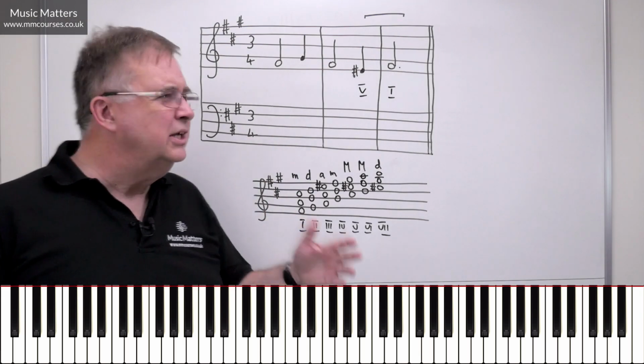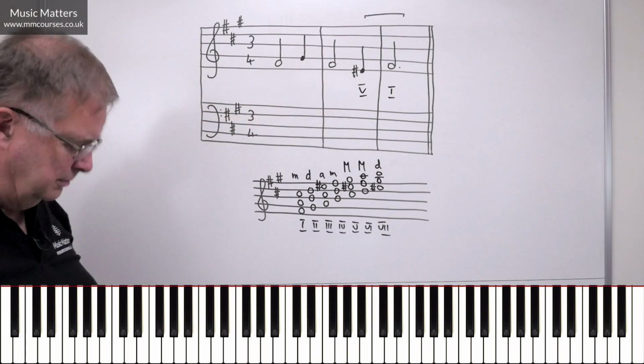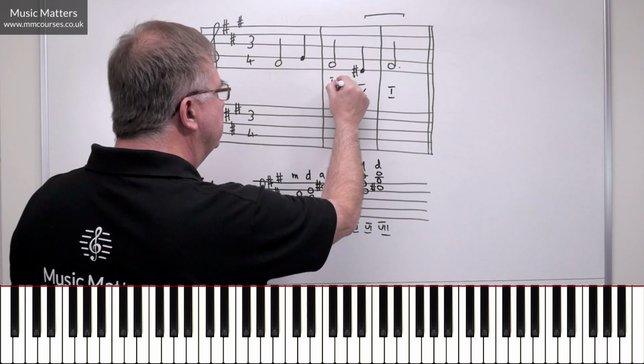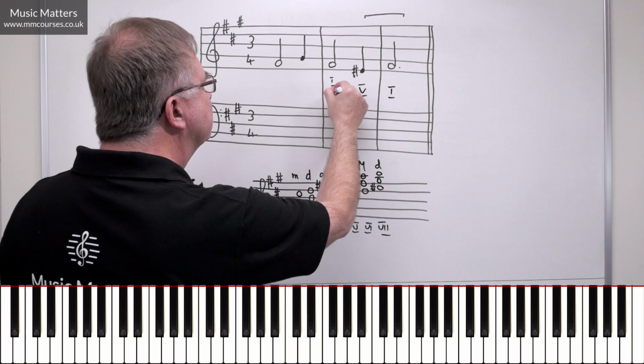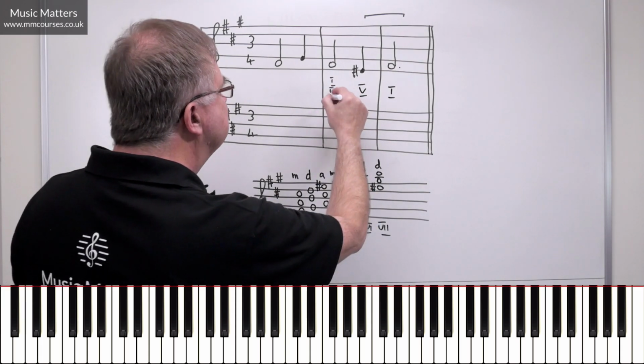Well, let's investigate by deciding which chords have an F sharp in them. Well, we can see that chord 1 has got an F sharp in it. What else has an F sharp? Chord 4 has an F sharp in it. And our other chord with F sharp is 6.